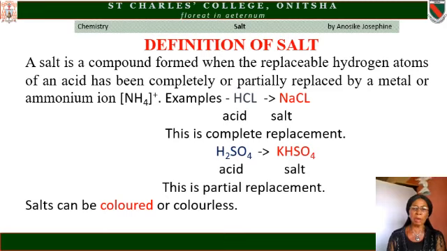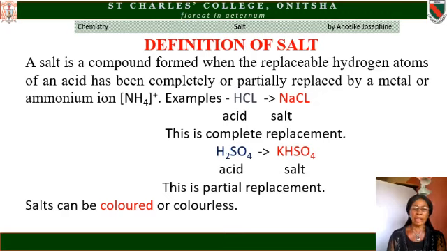In this case, we call it complete replacement. All the hydrogen atoms in the HCl have been replaced by the sodium metal. Another case is where you have an acid like H2SO4 reacting with sodium hydroxide. In this case, not all the hydrogen atoms in the acid have been replaced, only one, giving us the salt potassium tetraoxosulfate, that is KHSO4. In this particular instance, only one hydrogen atom was replaced, and we call it partial replacement.